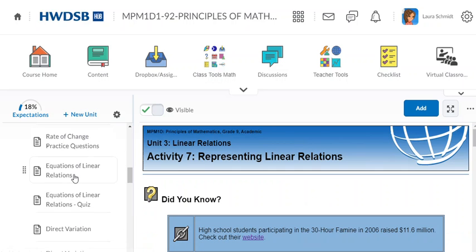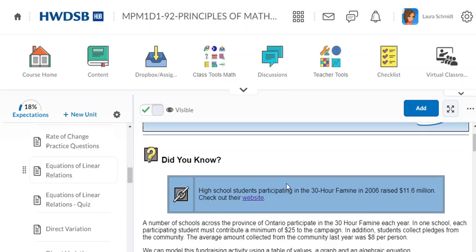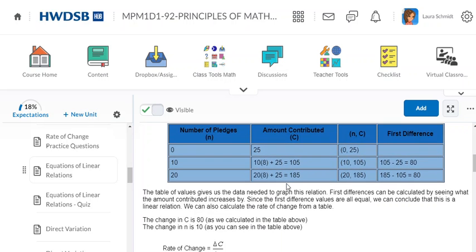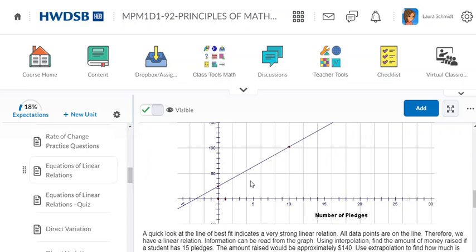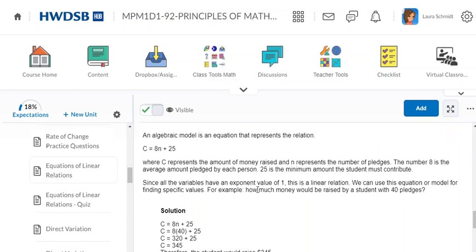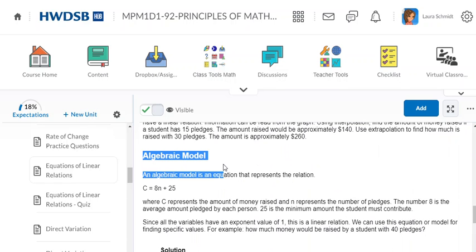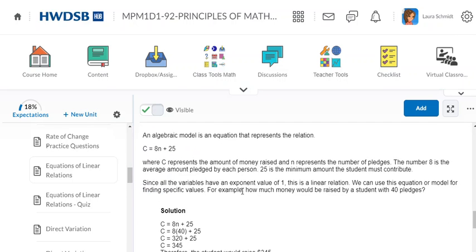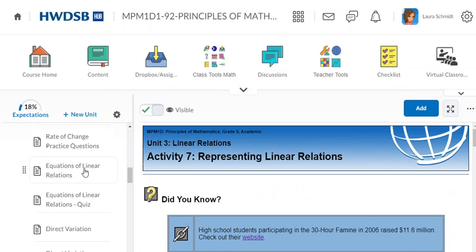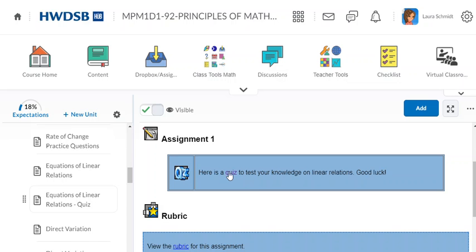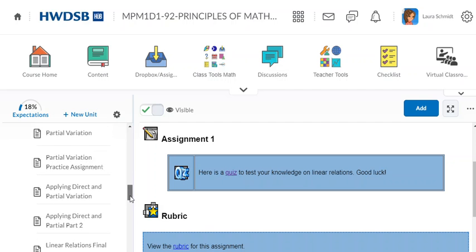And then this is what we should be on today, equations of linear relations. It just goes through how to create an equation. So it talks about slope or rate of change and initial value, and what we call an algebraic model, equation, whatever you want to call it. So that's where you should be, right around the equations of linear relations. And then I created a quiz on that to see how you did. Okay, so that's where we're at.